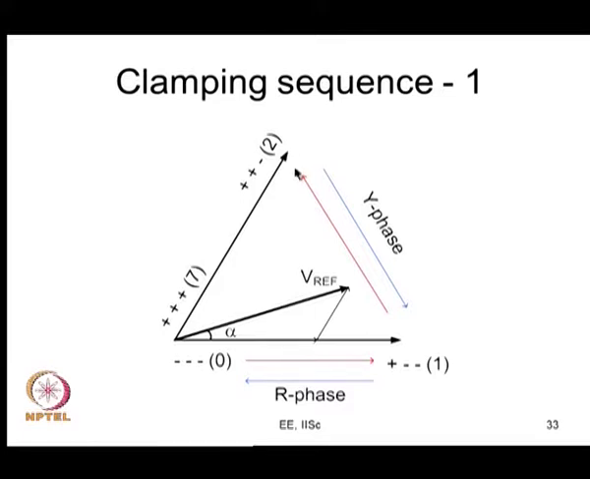Your sub cycle is over. Next sub cycle, what do you do? Stay here for T2 seconds, then switch your Y phase, come to active vector 1, stay here for T1 seconds, and then you switch your R phase and return back to minus minus minus.